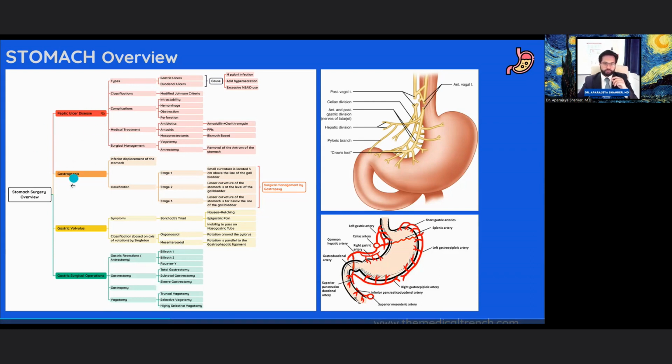Now, we are going to go through all of this in greater detail, but this image is just so that when you study from this presentation, you have a general idea of what you are talking about when it comes to the breadth of gastric surgery.